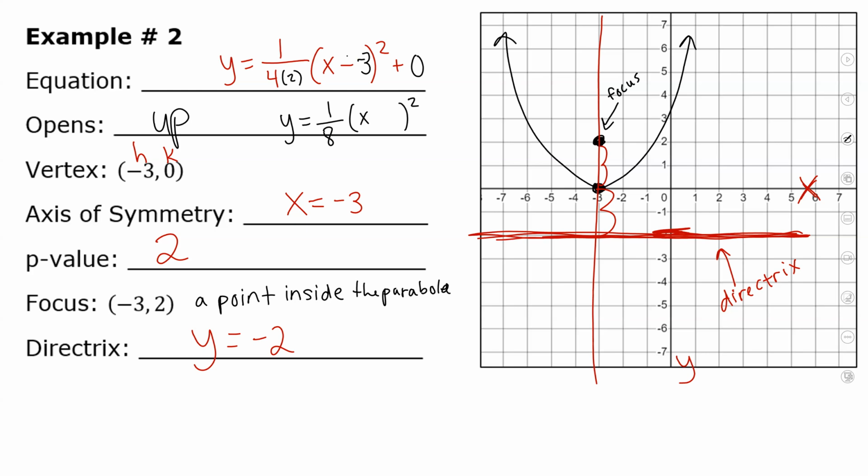Whenever I have 2 negatives next to each other, they can just become a positive. And I don't really have to write +0 on the end. So this is my answer. That's my equation.